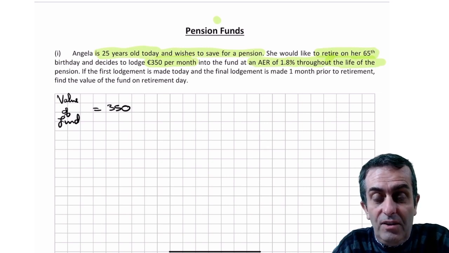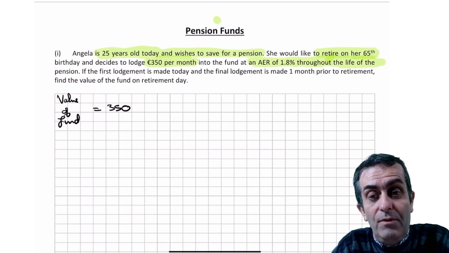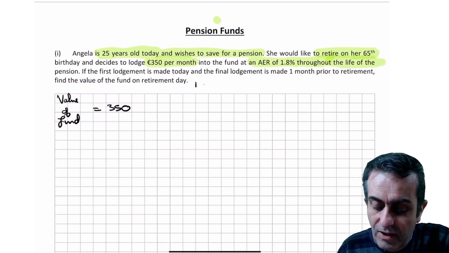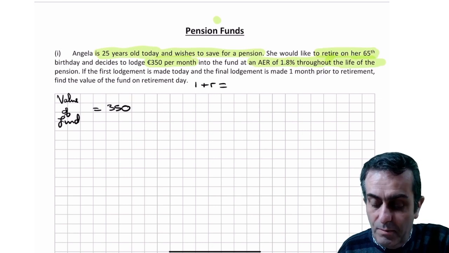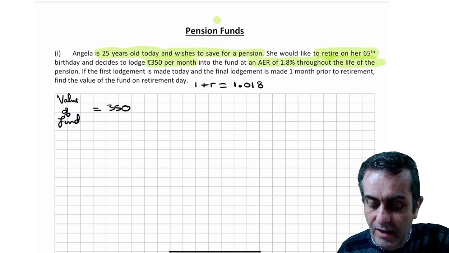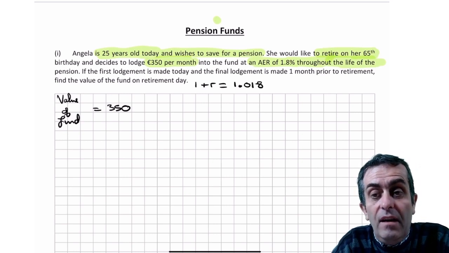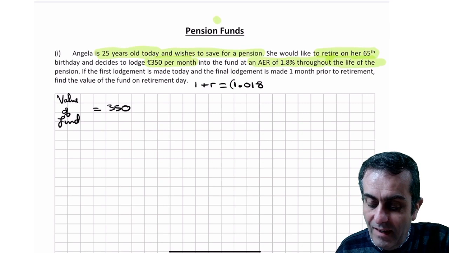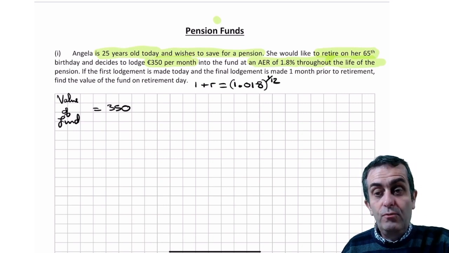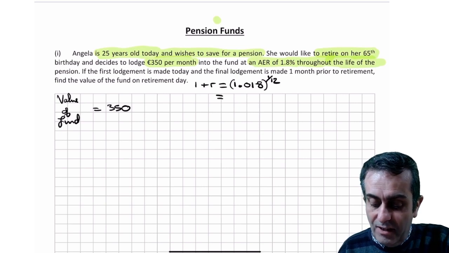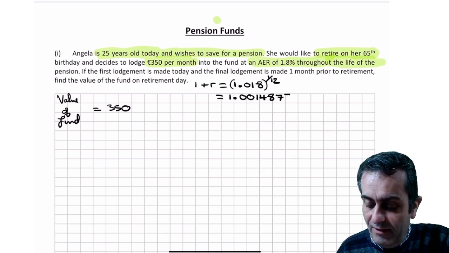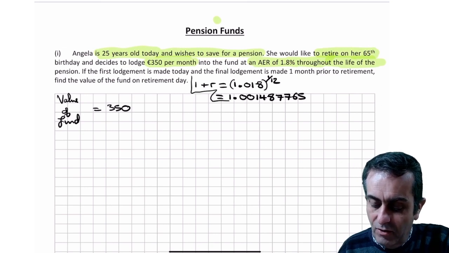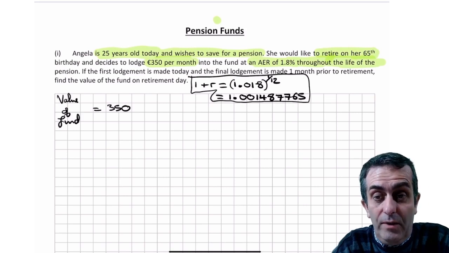Now the interest rate that we've been quoted in the question is an annual interest rate, but we need to make payments monthly. So first thing that we need to do is look at what 1 plus little r is. Now that's going to be 1.018. Just to explain how I obtained that, I have 1.8% the AER on the pension fund. Divide 1.8 by 100, you get 0.018, and then add 1. That gives you 1.018. Now that's annual, so we need to put that to the power of 1 over 12 to make it monthly. And that's going to give us a total of 1.001487765. Okay, and this is the value we're going to use for 1 plus little r for the rest of the first part of this question.